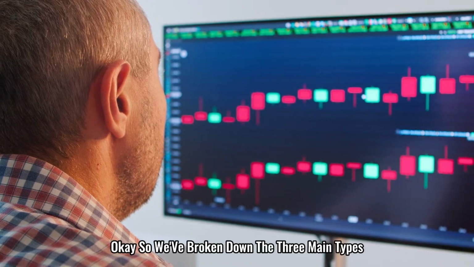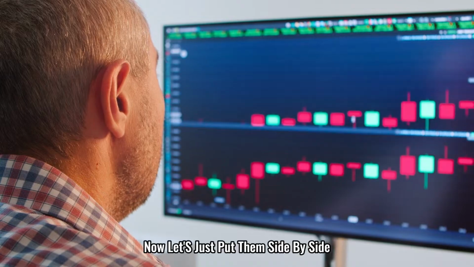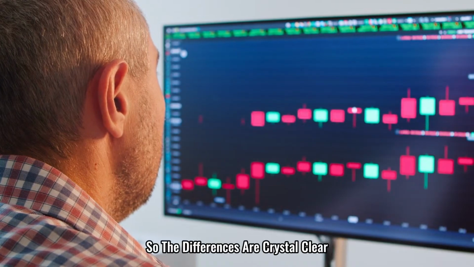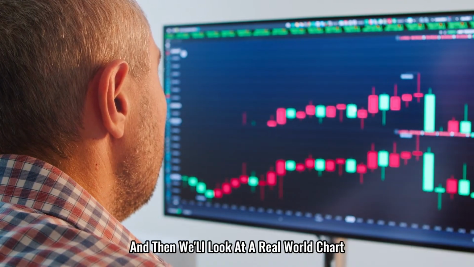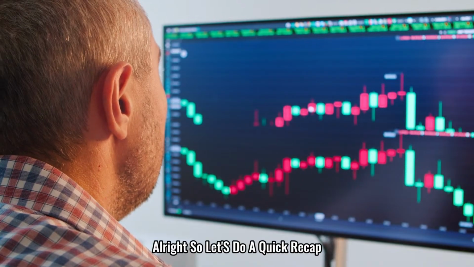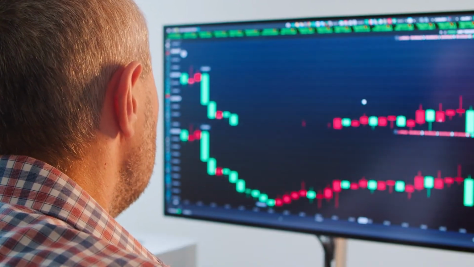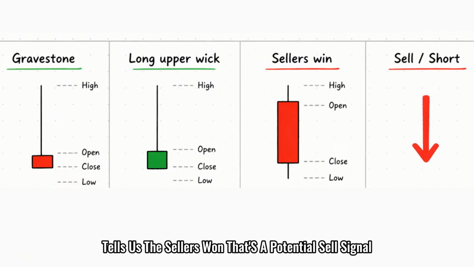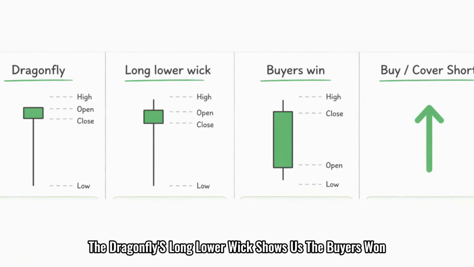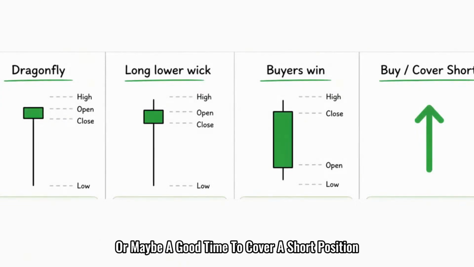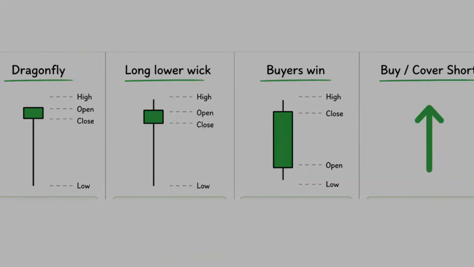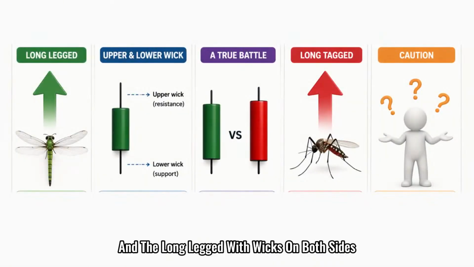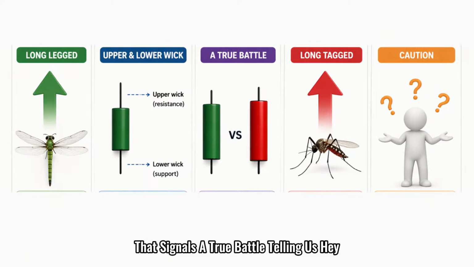Okay, so we've broken down the three main types. Now let's just put them side by side so the differences are crystal clear, and then we'll look at a real-world chart. Alright, so let's do a quick recap. The gravestone with that long upper wick tells us the sellers won. That's a potential sell signal. The dragonfly's long lower wick shows us the buyers won, a potential buy signal, or maybe a good time to cover a short position. And the long-legged, with wicks on both sides, signals a true battle, telling us, hey, be careful and wait for confirmation.